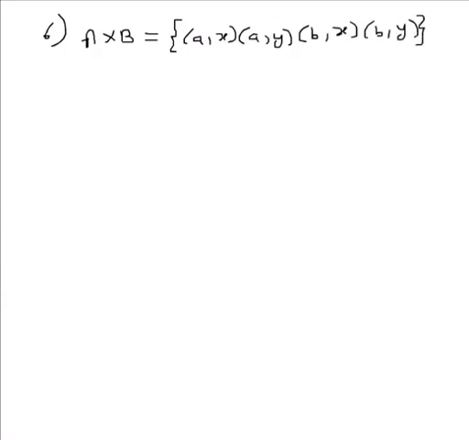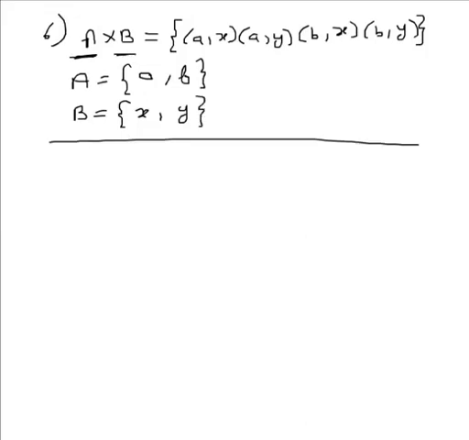Question number 6. The Cartesian product of A and B is given. It has 4 elements: (a, x), (a, y), (b, x) and (b, y). Find A and B. We know that the first elements are taken from set A, second elements are taken from set B. So write all the first elements, a and b. We usually don't repeat the elements in a set, so no need to write a again. It's enough if you write it once. And set B is the set of all second elements, x and y. So simple.